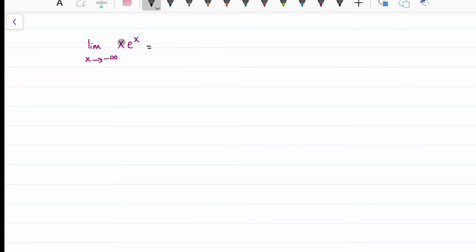So as x goes to negative infinity, what happened to x? Let me graph the function x. This is the function y equals x. It's a line. And as you see, when x goes to negative infinity, the function goes to negative infinity as well. So we get a negative infinity in here.